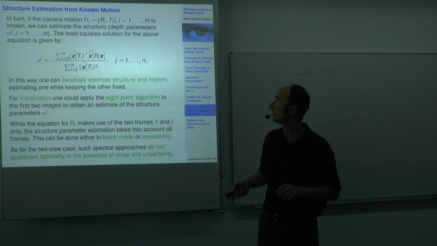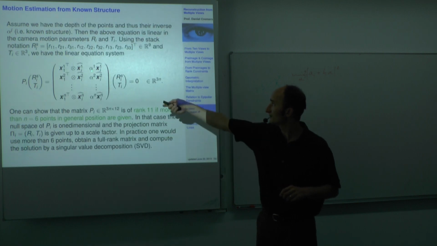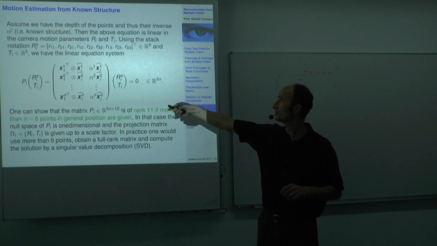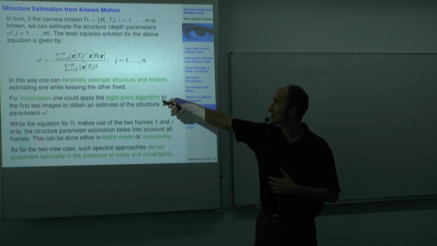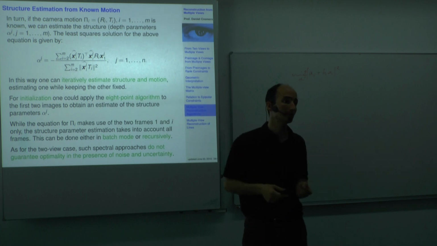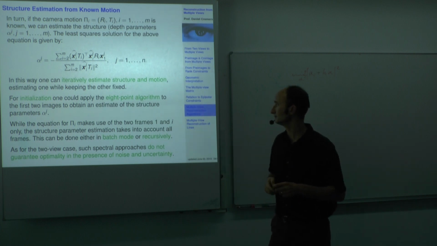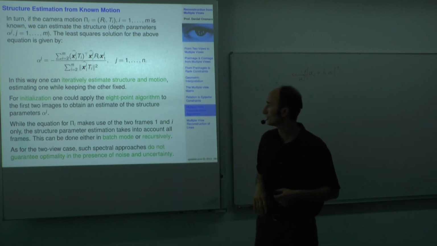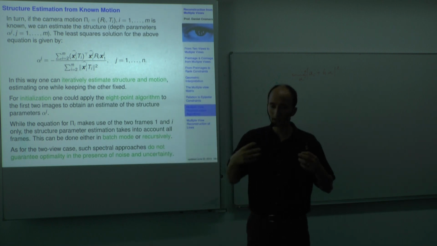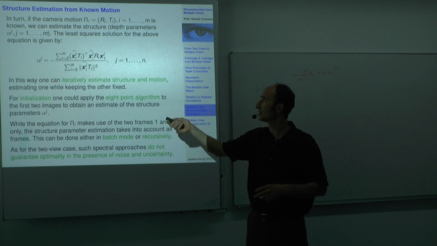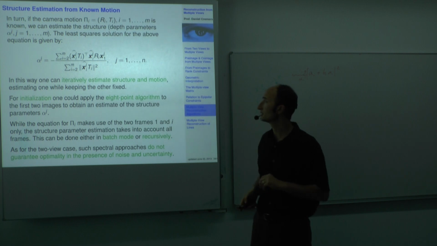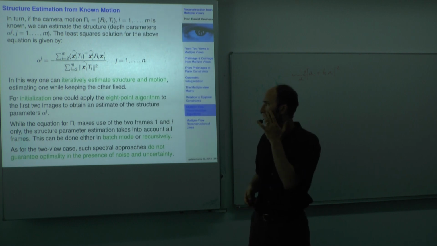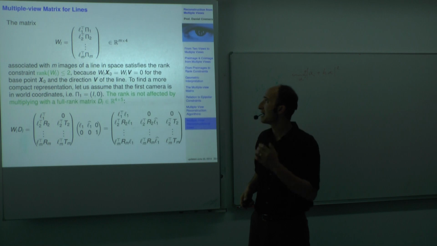Once you have estimates of alpha, you plug them in here, you do SVD to compute the camera motions. Once you have the camera motions, you compute alpha and you iterate. And I'm saying here you can do this in a batch mode or recursively, that really depends. You can either use all cameras that you have to estimate alpha, or you can just use the ones that you've already computed and then do that recursively.